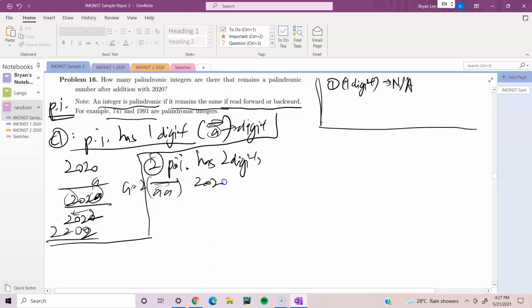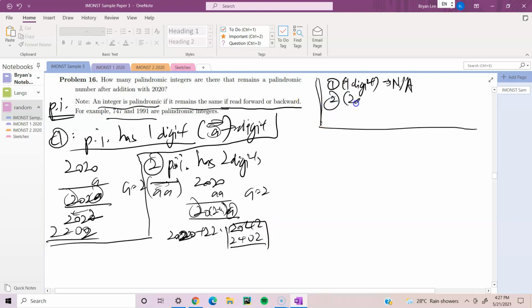So 2020 plus AA would be 2, 0, 2 plus A, and then we have A. If you want this to be read the same from front to back, A must be 2. And then 2020 plus 22 would be 2042. If we read this from back to front, it's not the same. So again, case 2, with 2 digits, is not applicable also. None of these will work.